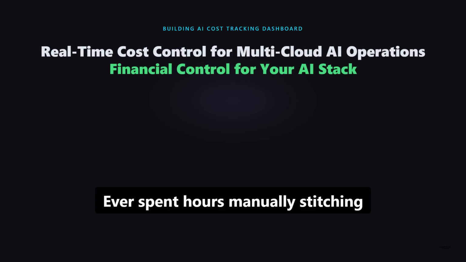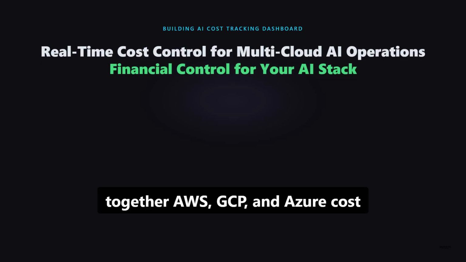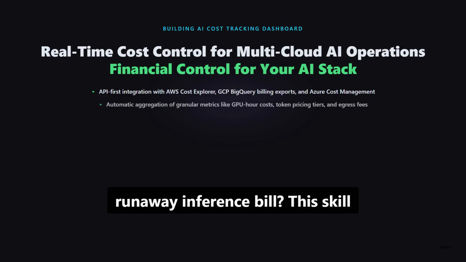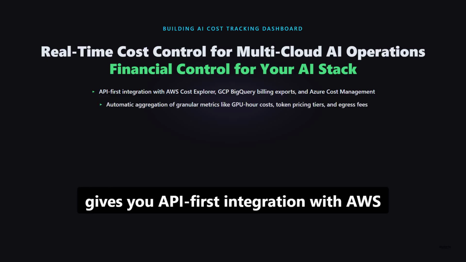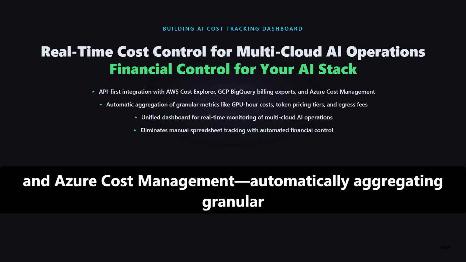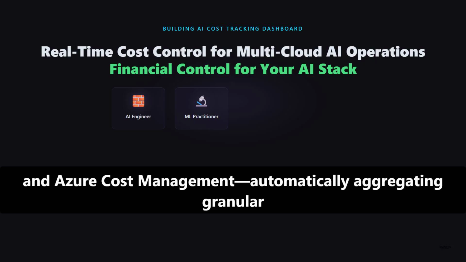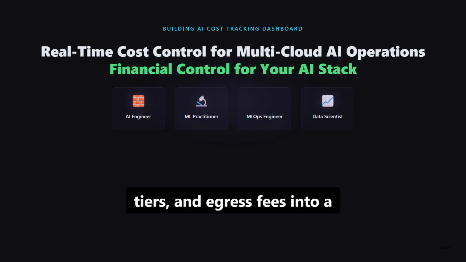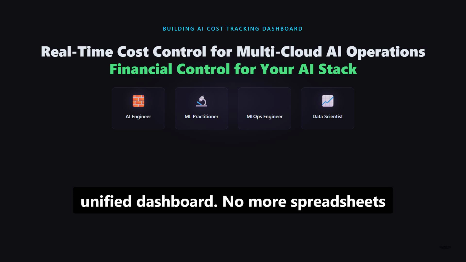Ever spent hours manually stitching together AWS, GCP, and Azure cost data just to chase down a runaway inference bill? This skill gives you API-first integration with AWS Cost Explorer, GCP BigQuery billing exports, and Azure Cost Management, automatically aggregating granular metrics like GPU hour costs, token pricing tiers, and egress fees into a unified dashboard.